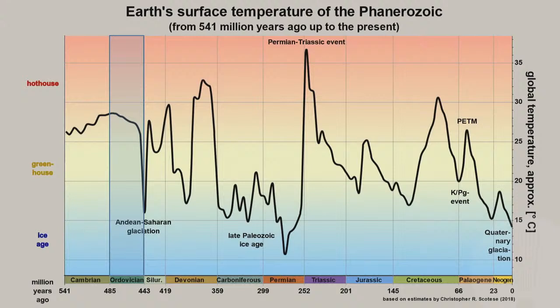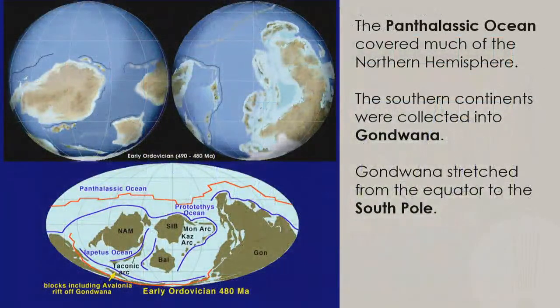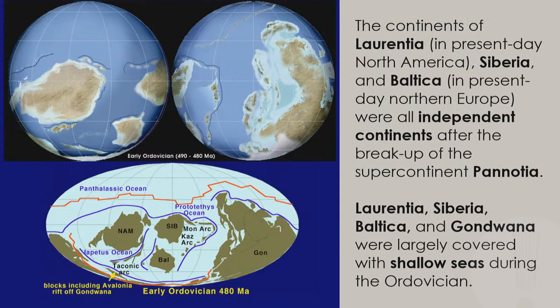The climate was very hot in the Ordovician period, with intense greenhouse conditions giving way to a more temperate climate in the middle Ordovician, which also saw the highest sea levels of the Paleozoic. The Panthalassic Ocean covered much of the northern hemisphere during this time. The southern continents were collected into Gondwana, which stretched from the equator to the South Pole. The continents of Laurentia, present-day North America, Siberia, and Baltica, in present-day Northern Europe, were all independent continents after the breakup of the supercontinent of Pannotia.